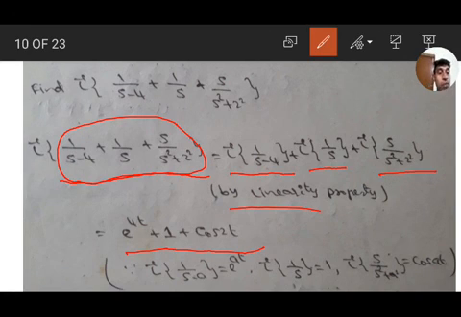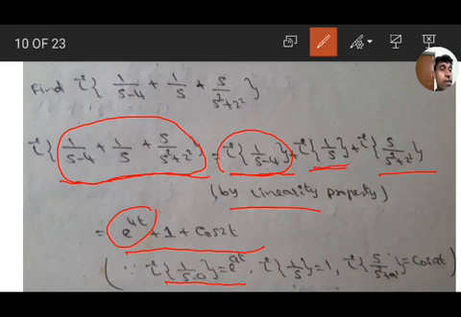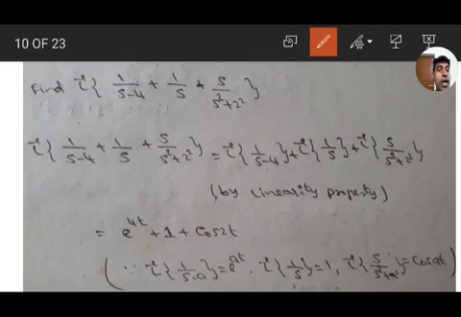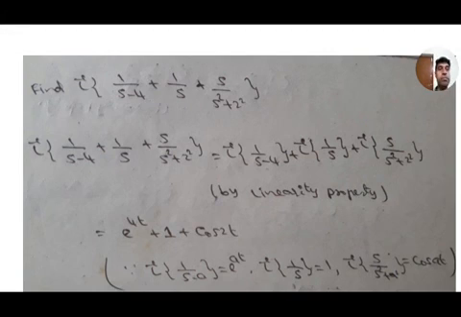And by basic formulas, first one is L inverse of 1 by s minus a formula e to the power of at, here a equal to 4, we get e to the power of 4t, and L inverse of 1 by s equal to 1, and L inverse of s by s square plus a square equal to cos at, here s by s square plus 2 square, a means 2 here, so cos 2t. Therefore the final answer is e to the power of 4t plus 1 plus cos 2t. You can write down the problem.